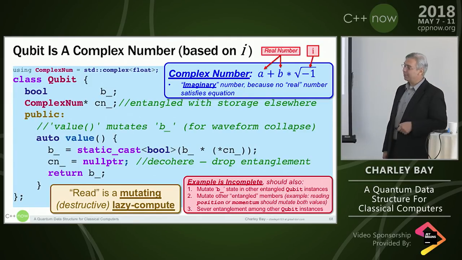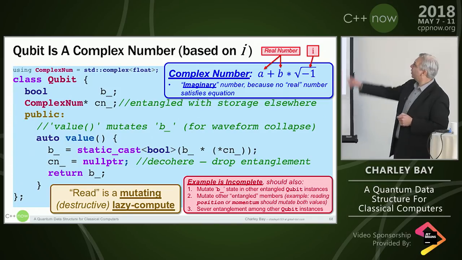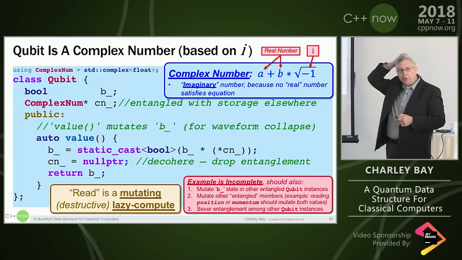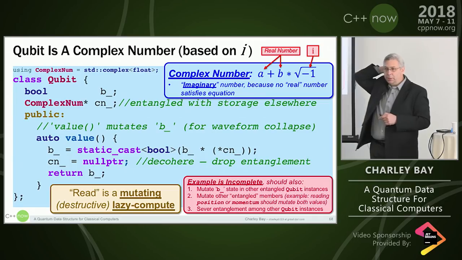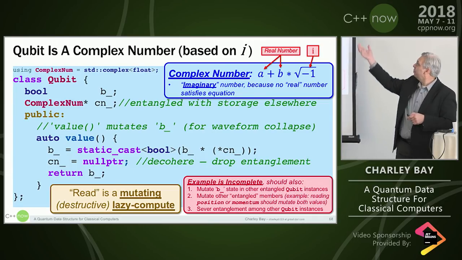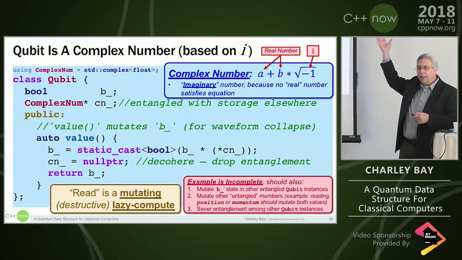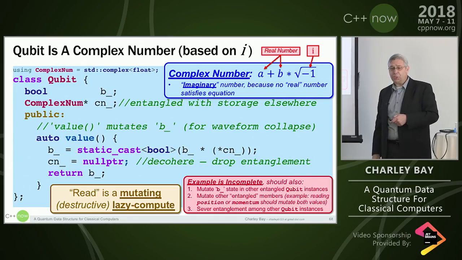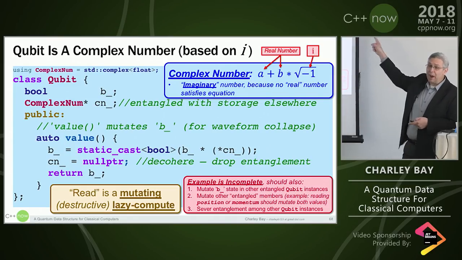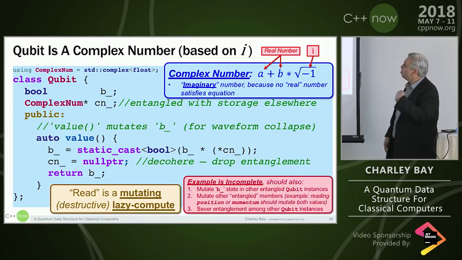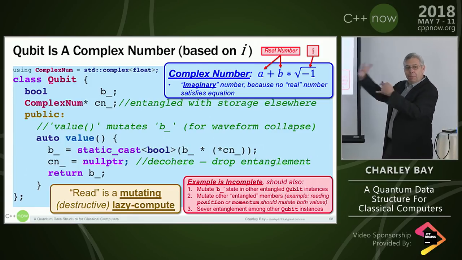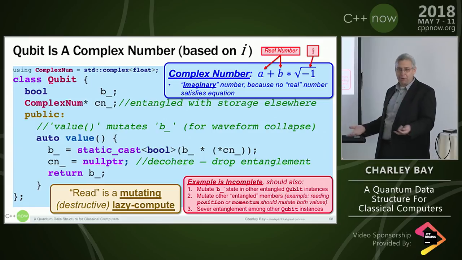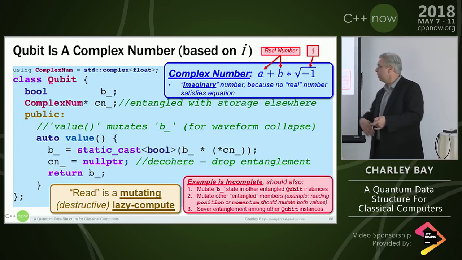A qubit's kind of like this. It's a bool, but we've applied this complex number. So the complex number, it's this a plus b, those are real numbers, times the square root of negative one. And now that makes it an imaginary number. You know, i is an imaginary number. And the reason it's imaginary is because no self-respecting real number would satisfy that equation. So now we're in the land of imaginary, which is weird. There's apparently a mathematical reason for it. There is, because we've got this antimatter thing going on.